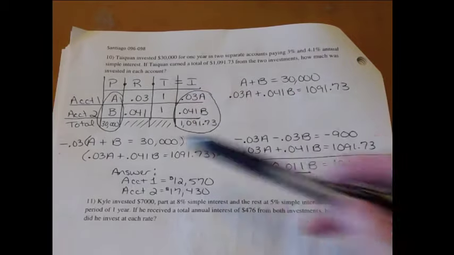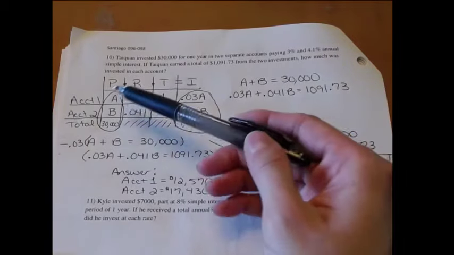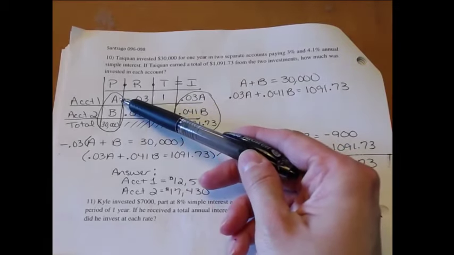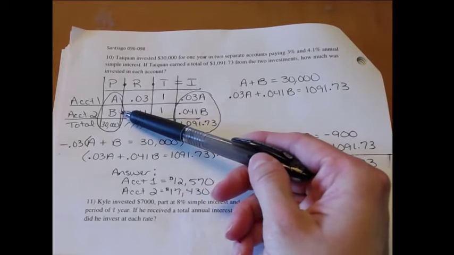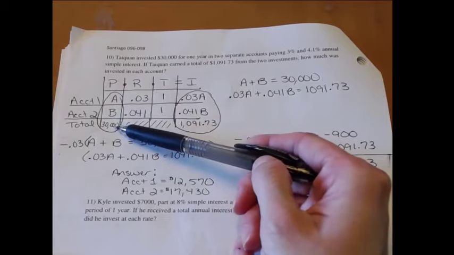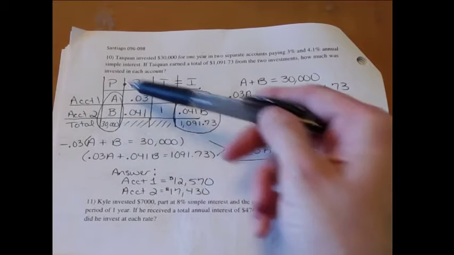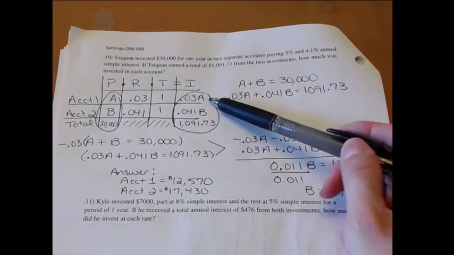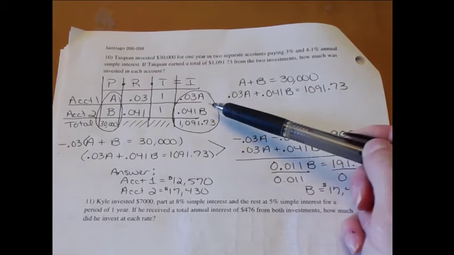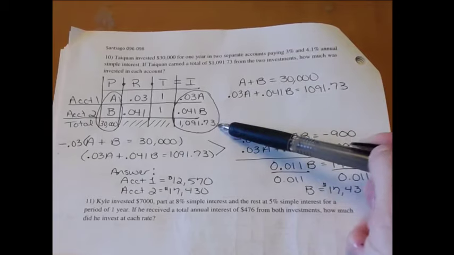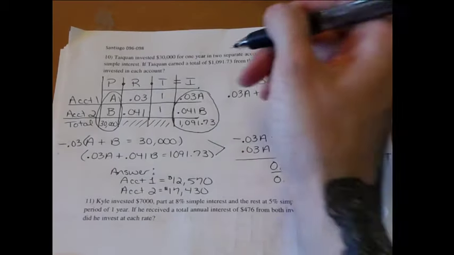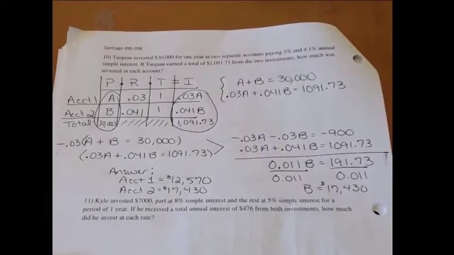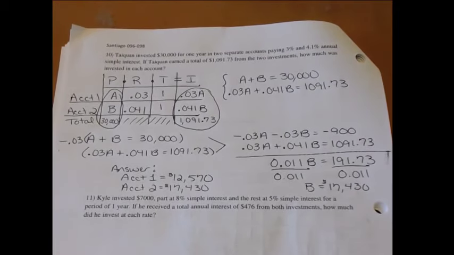Once we have our chart completely filled out, the principal from account 1 plus the principal from account 2 equals total principal. Doesn't that make sense? They should go together. That's logic. For our second equation, it's the interest from account 1 plus the interest from account 2 equals total interest. Remember, Taekwon's making money here, so we're going to add his money together.